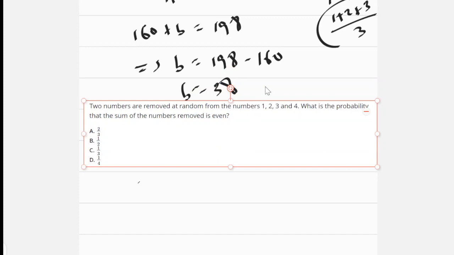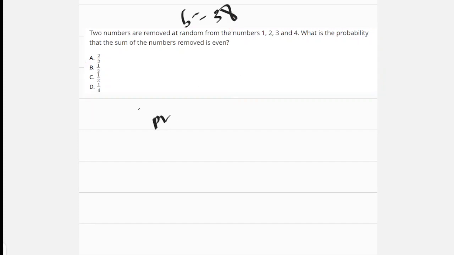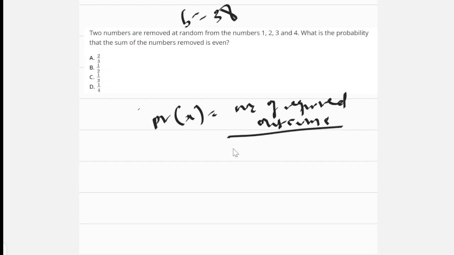So, that is the probability that the sum of the numbers removed is even. Don't forget, the probability of an event occurring is the number of required outcomes divided by the number of possible outcomes. Let me quickly revise this.